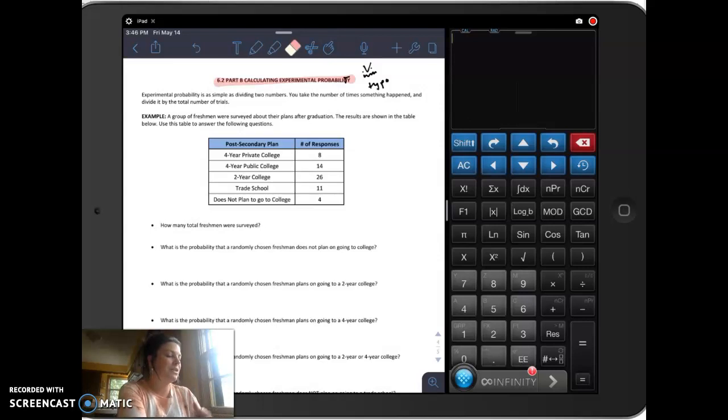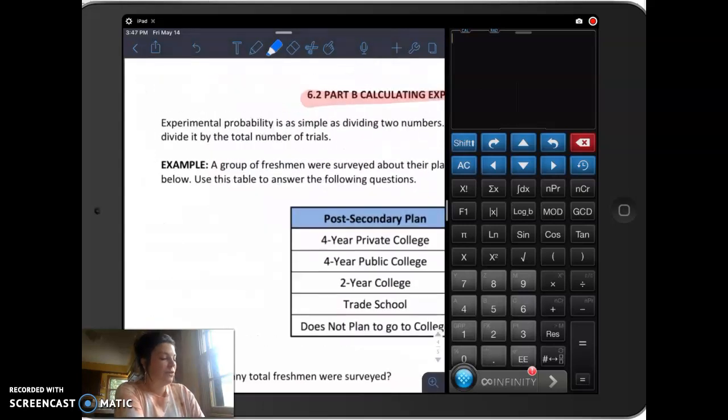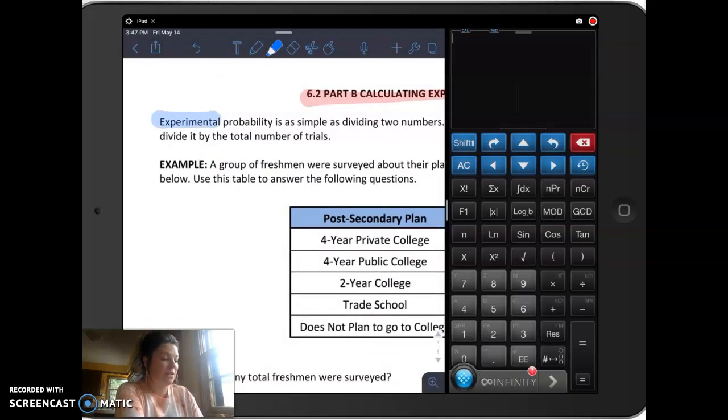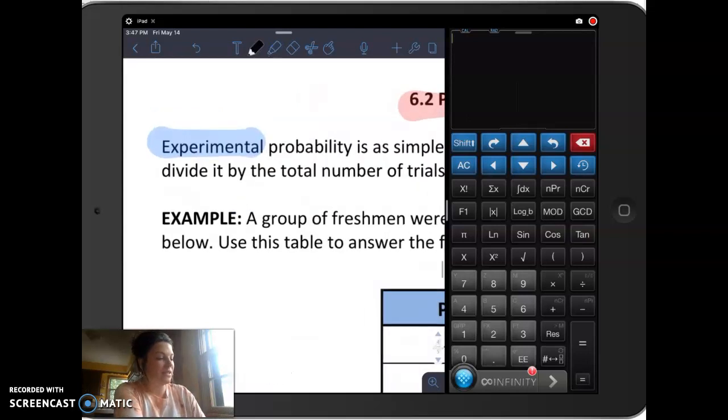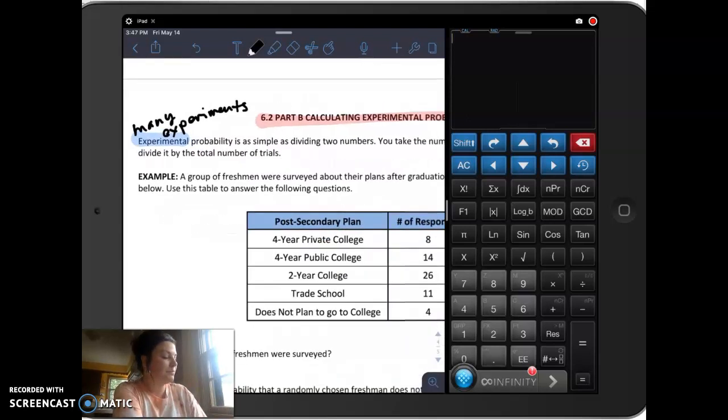So experimental probability is as simple as dividing two numbers. So let's take a pause there real quick. The vocab term here is experimental probability. Experimental just means you're doing an experiment. So it means you're going to do something over and over and over again and then figure out a probability from that. So let's call it many experiments. So like flipping a coin. You would flip a coin 100 times, and that's experimental probability.